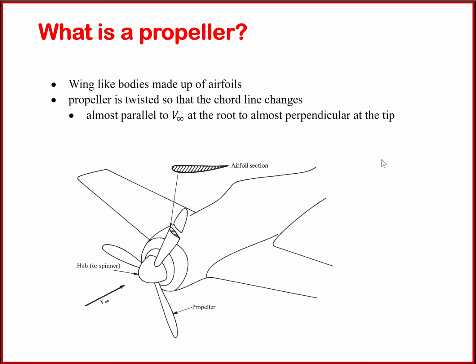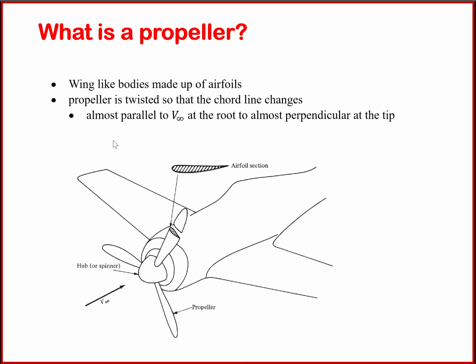Okay. The first thing that we need to answer is, what is a propeller? A propeller is a wing-like body that is made up of an airfoil. As you can see, the airfoil section is here. So essentially the idea is when you cut a propeller in half, you will see a geometry like this. These geometries are called airfoils.